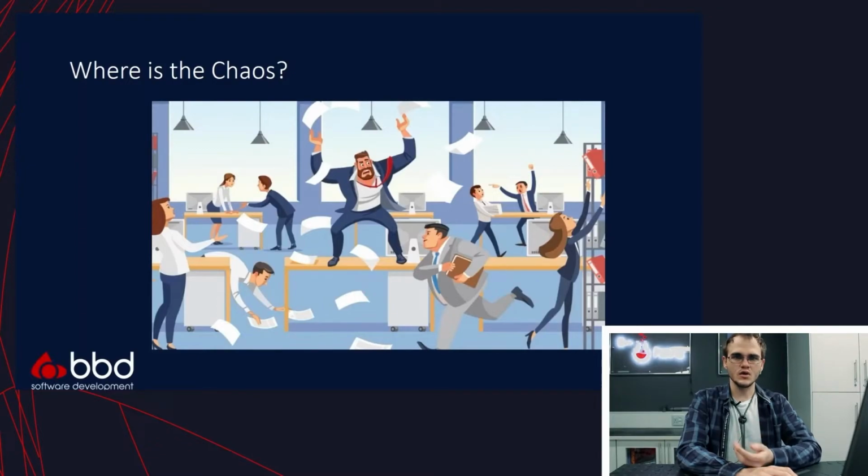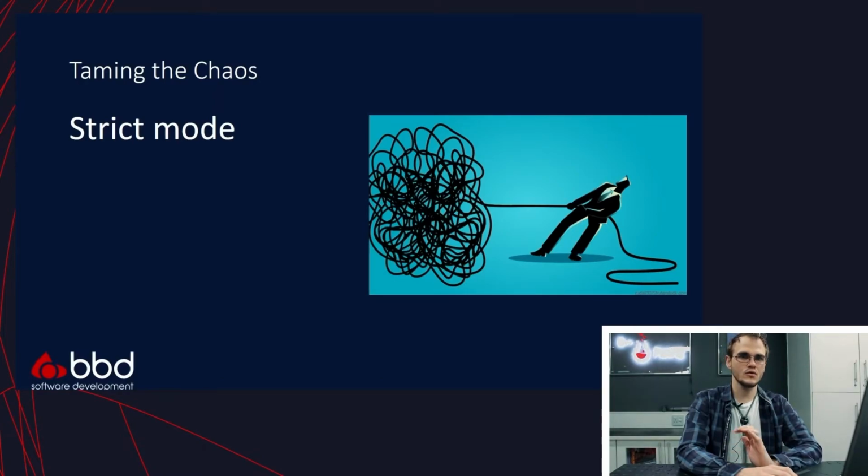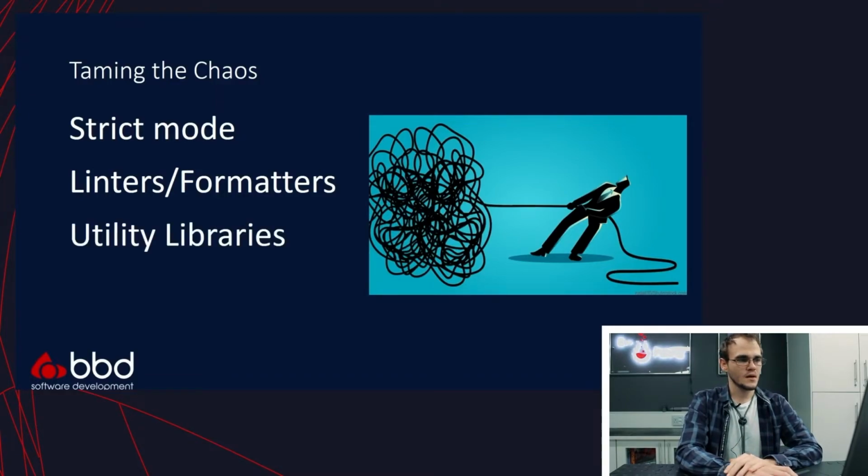And the question becomes, what can we actually do about this? How can we tame our chaos? We've talked a little bit about some of these already, but one of the first things is strict mode. We can use strict mode to force JavaScript to run at a stricter level, where it throws errors instead of just allowing things to fail silently. We can use linters and formatters to help us with those semicolon insertions. They can also be used to identify errors before they come up.